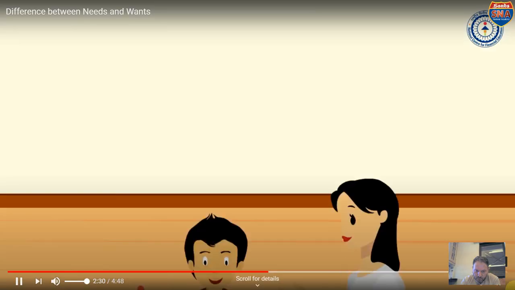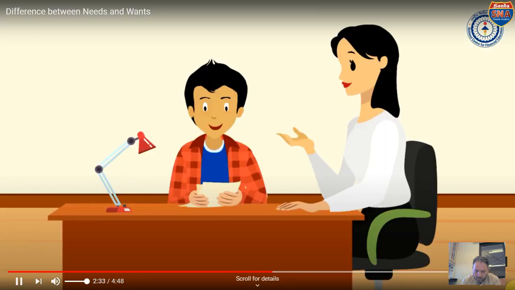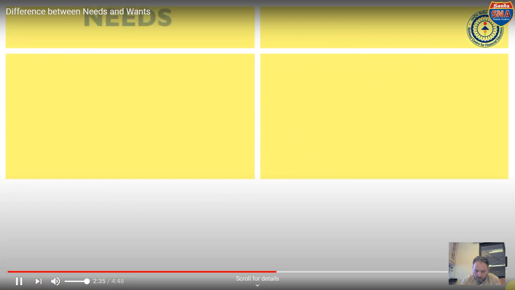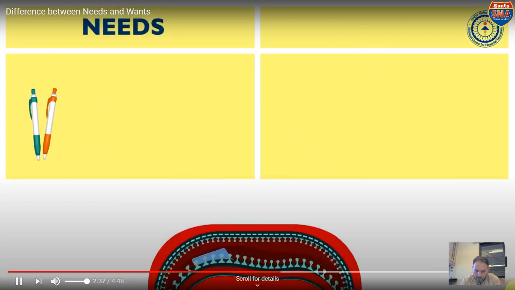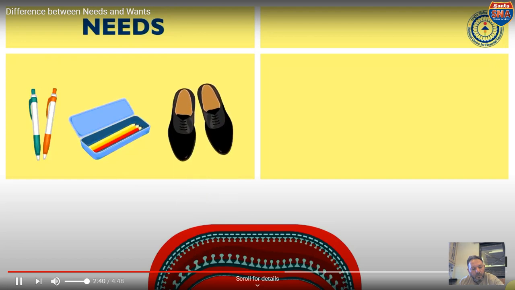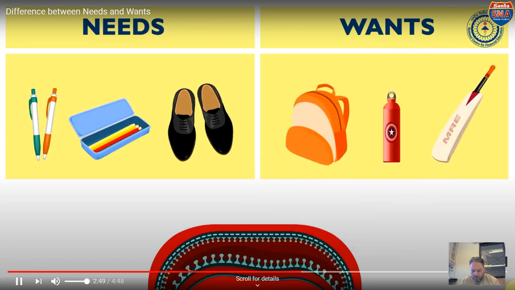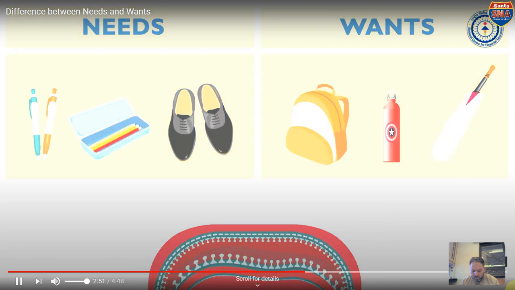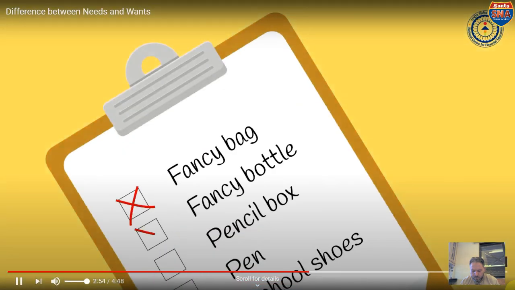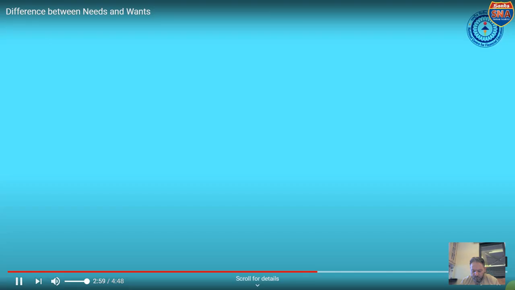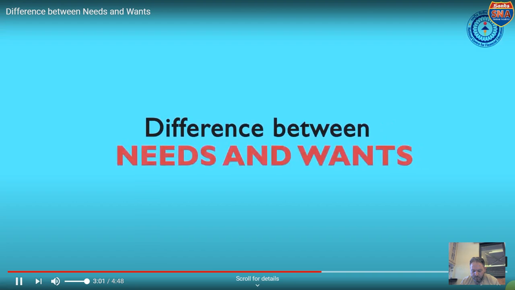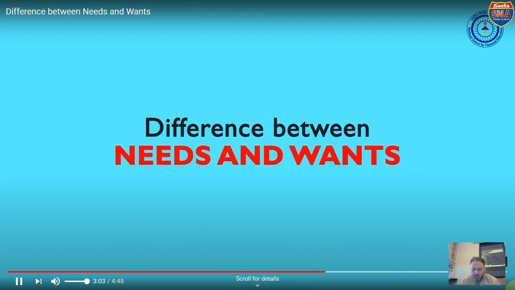Praveen and his mother then make a list of his needs and wants. Needs: pens, pencil box, school shoes. Wants: new fancy bag, new fancy bottle, branded cricket bat. Praveen agrees with his mom that he does not need a new fancy bag or a new bottle. Have you all understood the difference between needs and wants?